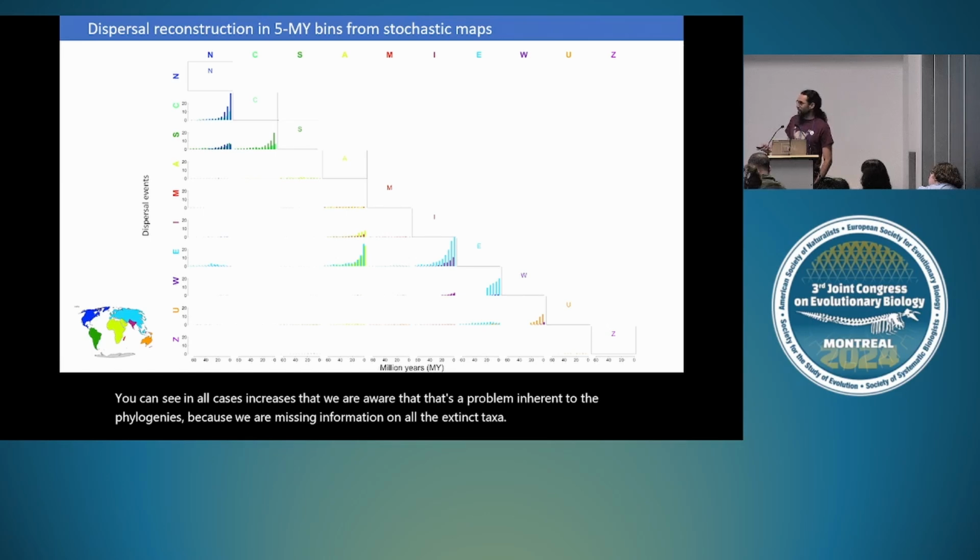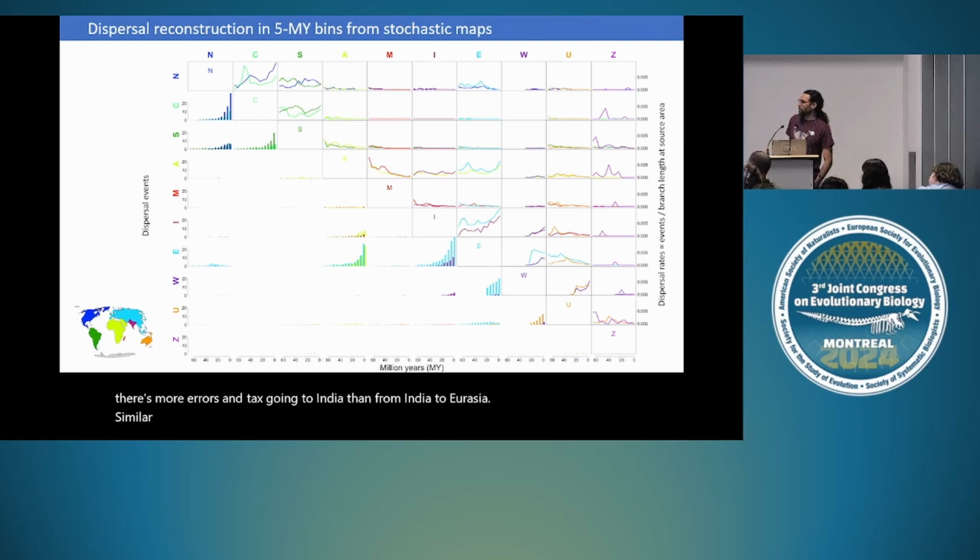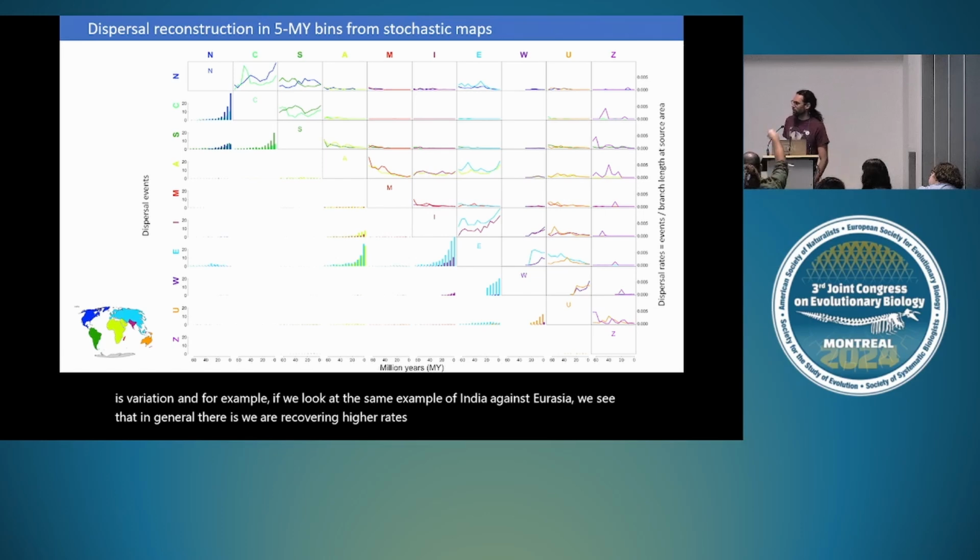And we can see some asymmetry in this. For example, this is Eurasia against India. We can see there's more Eurasian taxa going to India than from India to Eurasia. And similar cases in the other pairwise combinations. These are the rates, which we can see there is variation. And for example, if we look at the same example of India against Eurasia, we see that in general we are recovering higher rates of dispersal.